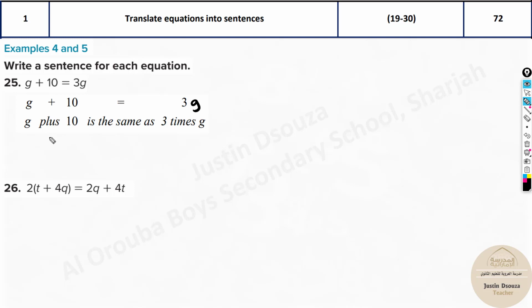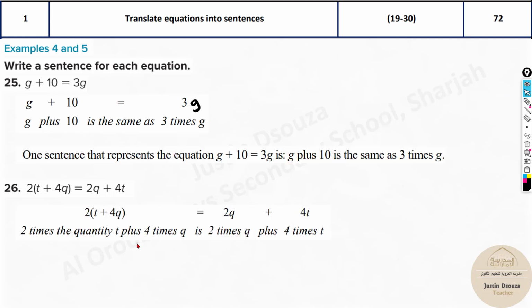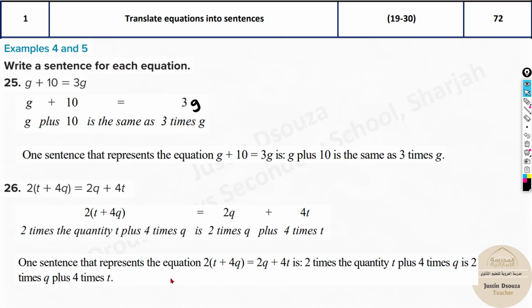There are so many methods. Now this is one of the simpler methods. Or you can say the sum of g plus 10 is equal to 3 multiplied with g, or 3 times g, or the product of 3 and g. So many things, okay? Please make sure you read them by yourself. You can see all the answers. Read them by yourself and understand that.